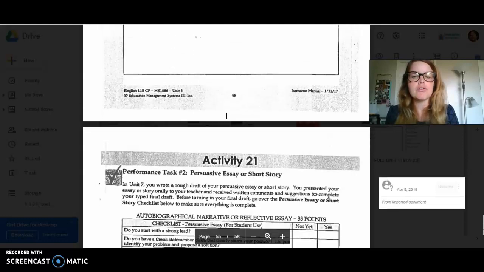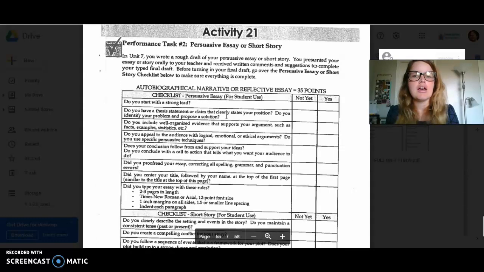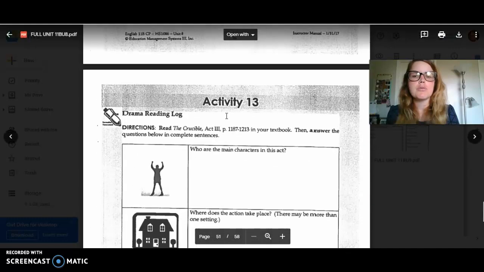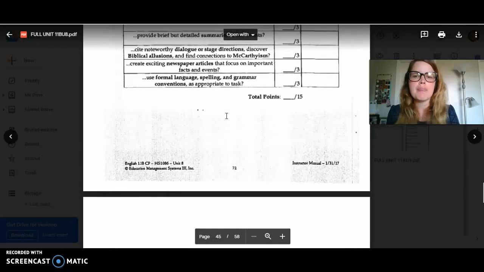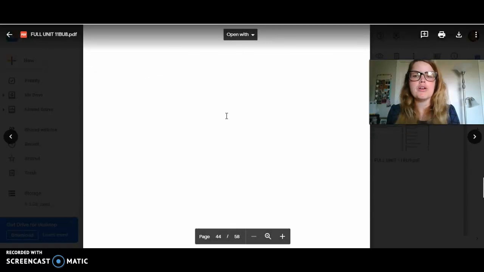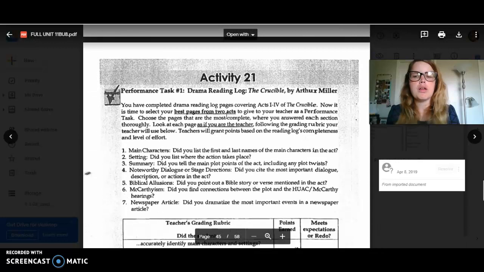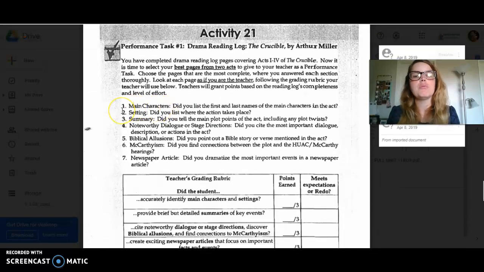So for the first performance task, performance task 1, where are you? There you go. Okay, so for performance task 1, you have done reading logs for activities 1 through 4 of The Crucible, and now you have to choose the best pages from 2 acts and give it to me as your performance task. Just tell me which 2 you want, so just say, hey, it's this page and this page that I want you to look at.